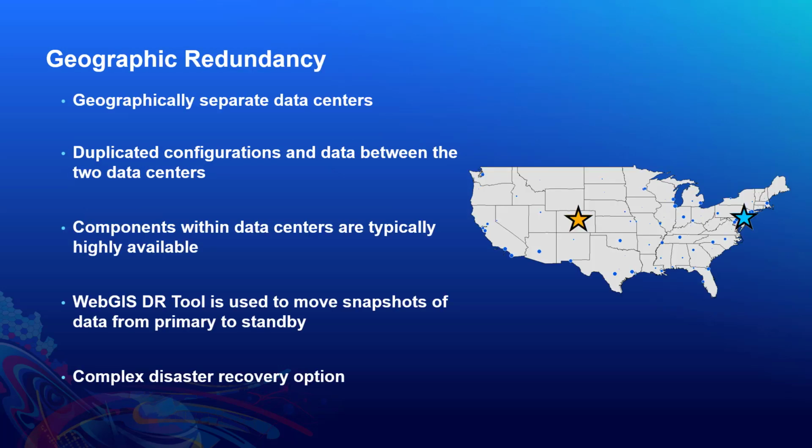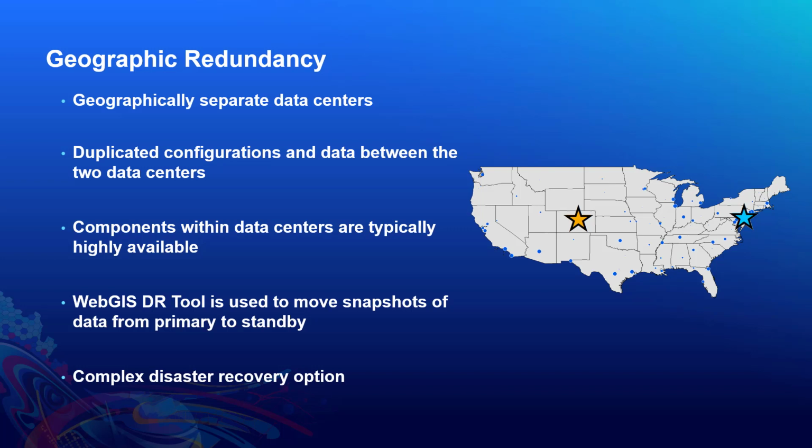As the name implies, geographic redundancy involves geographically separate data centers. For example, you could have one on the East Coast and another on the West Coast. One is active and one is passive, so all the users that are connecting to the deployment are connecting to the primary data center. In the event that the primary goes down due to some catastrophic event, you're able to switch over to the standby data center to continue normal operations.